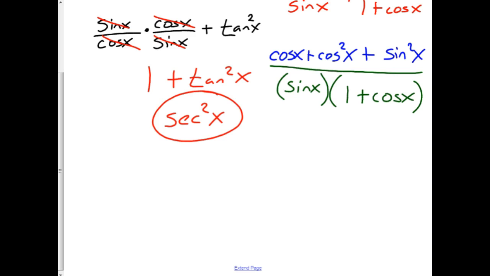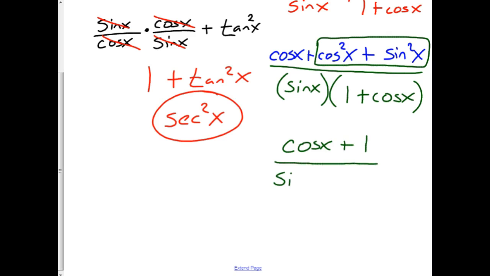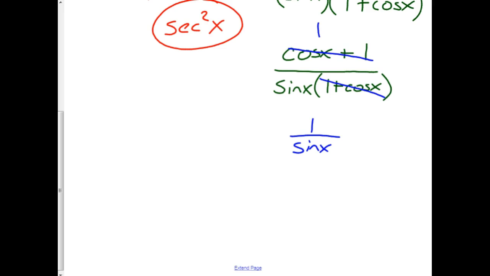Alright, I see something kind of fun. This statement right here, cosine squared x plus sine squared x, well, that's an identity. That's just 1. So that gives me cosine x plus 1 over sine x times 1 plus cosine x. These two terms are the exact same terms, so they're going to cancel, right? Remember, when everything cancels, it's leaving you with a 1 on top. So that's 1 over sine x, which is the same thing as cosecant x. There you go.